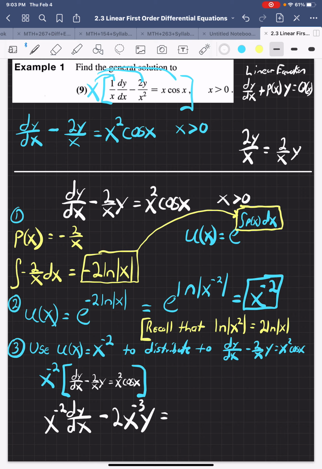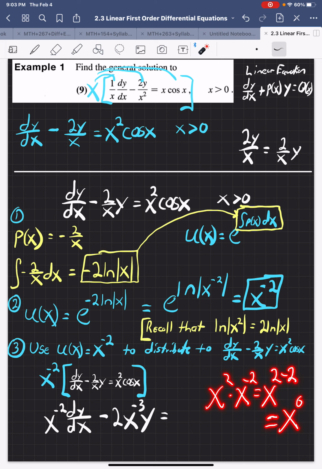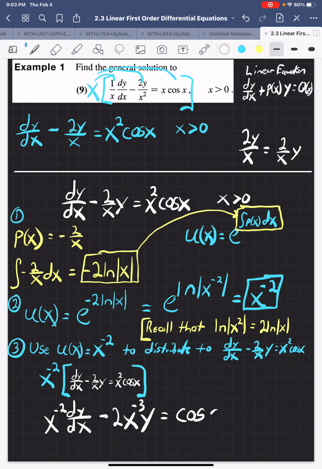And now, once you distribute x to the negative 2 to x squared, right? If you have x to the power of 2 times x to the power of negative 2, you have x to the power of 2 minus 2, right? X to the power of 0, which is 1. So that x squared is going to cancel out, and all you'll be left with is cosine of x.